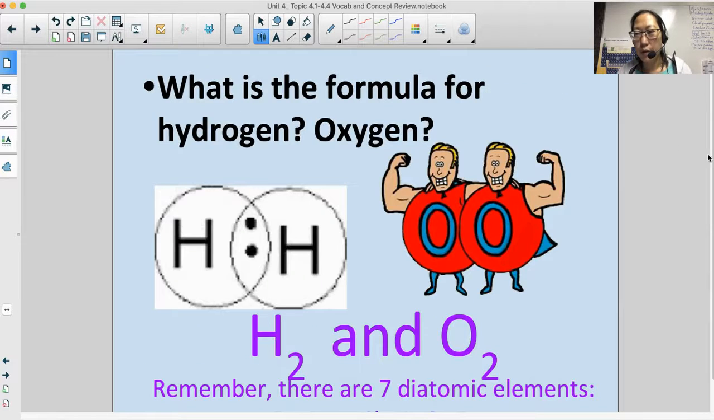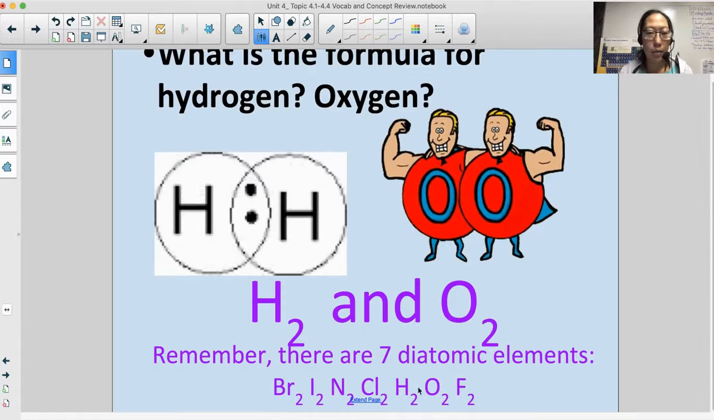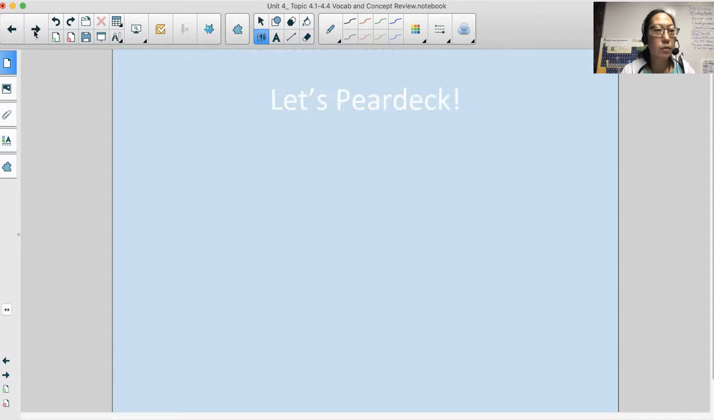And just a reminder, we have our 7 diatomic elements. Here's H2 and O2, and here's our other 7 diatomics. There are a couple other elements on the periodic table with some different forms, but we won't really need those. They will be given to us in most cases, but sulfur and phosphorus are a little bit unusual in that respect. All right, so then we started a Pear Deck.